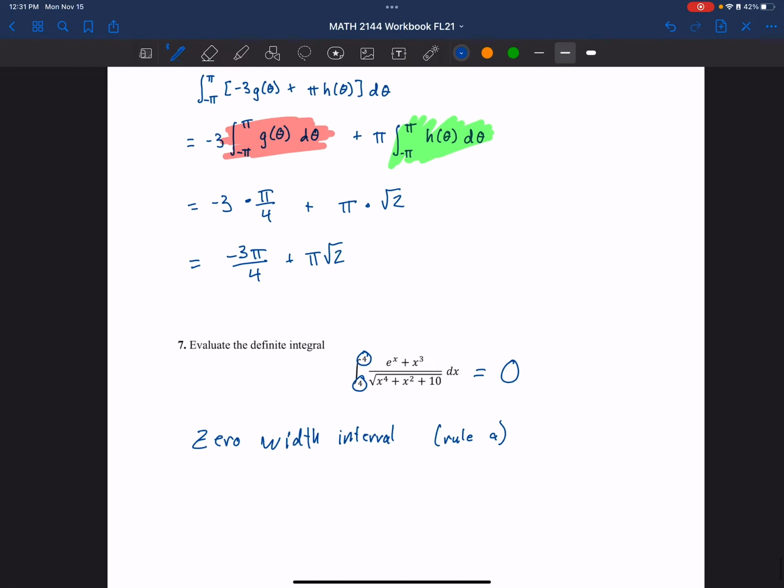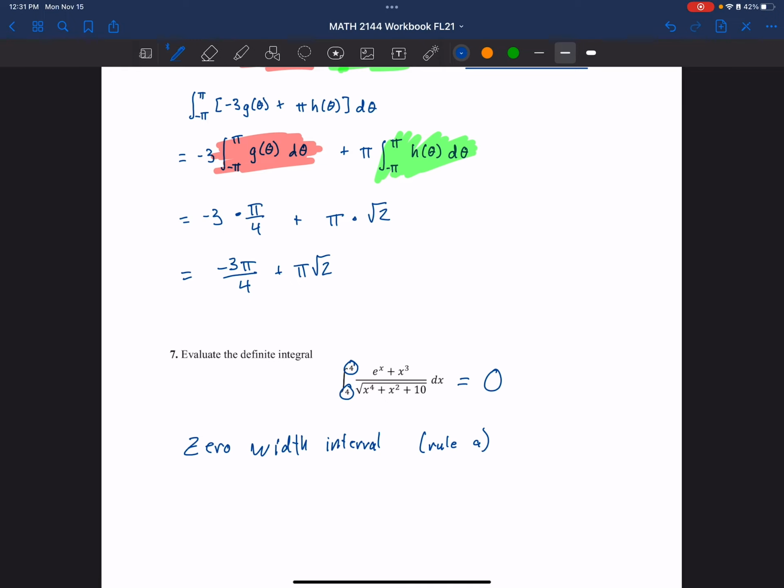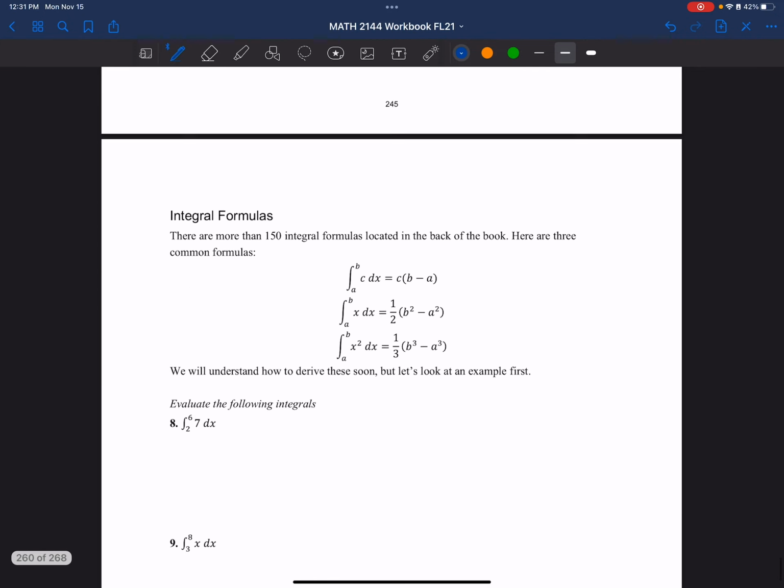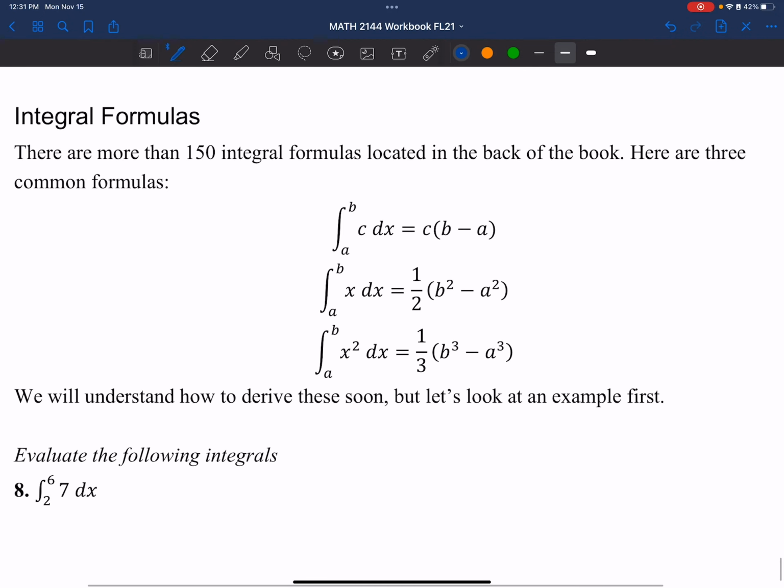So, any questions on those rules for definite integrals? Okay, so let's go ahead and look at the next page. So the integral formulas, there are more than 150 integral formulas located at the back of the textbook. Here are some common formulas.